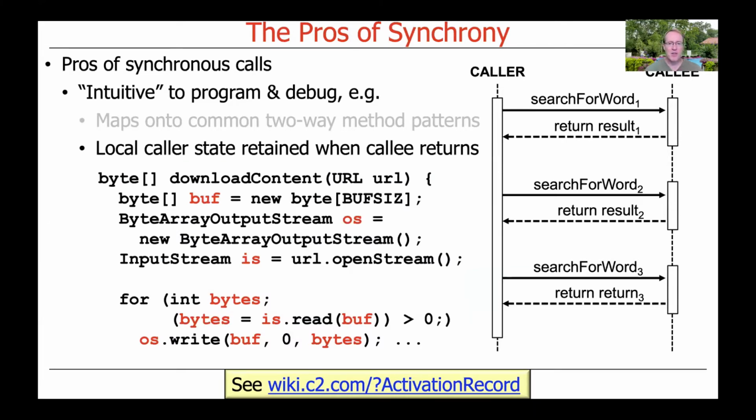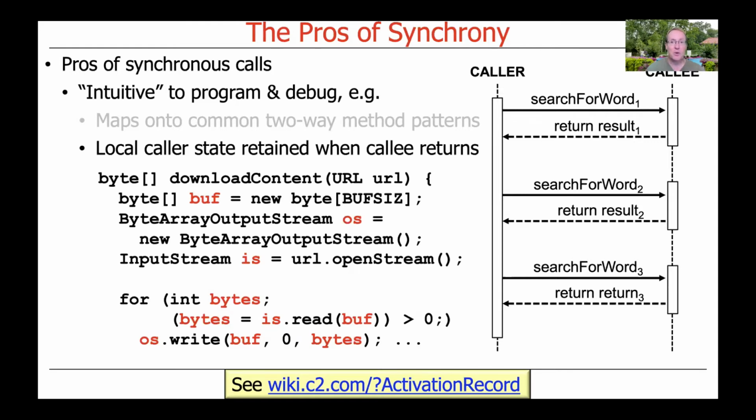Here's a method called downloadContent, where you give it a URL, and then it gives you back an array of bytes corresponding to the contents of that URL. You can see here that it allocates a new array called buff, which is a byte array of BUFF_SIZE bytes. That's a local variable that's stored in the activation record. Then we open up a new ByteArrayOutputStream called os. Then we open up an input stream called is. Those are also local variables stored in the activation record.